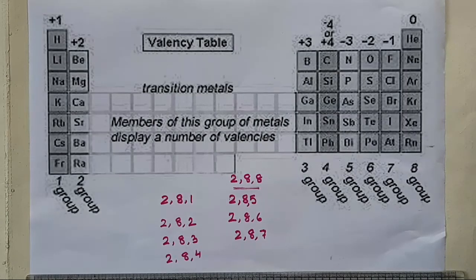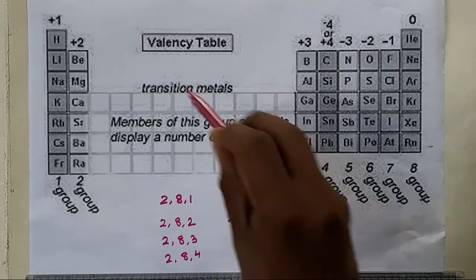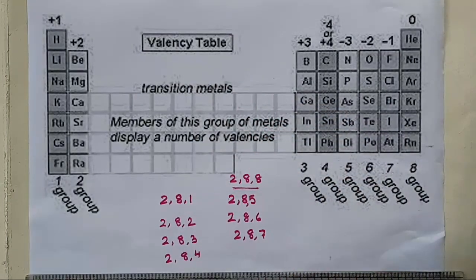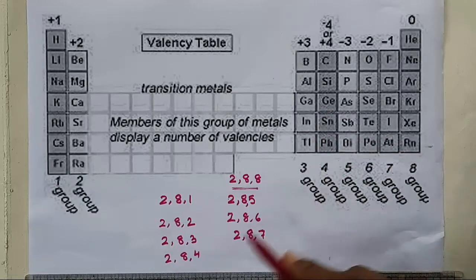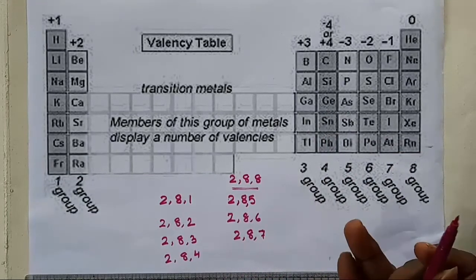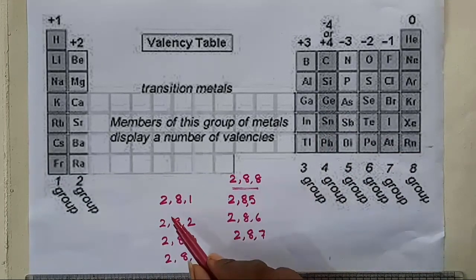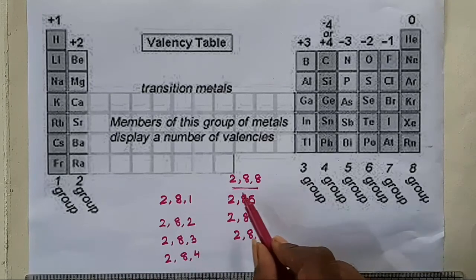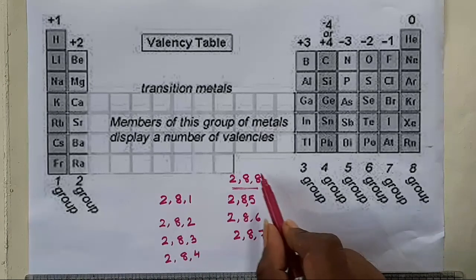Hi students, I will be teaching you about the valency table. Now what do you mean by valency? Valency means the sharing of electrons. Now what is this sharing of electrons? Let's say the electronic configuration 2, 8, 8 is completely filled.